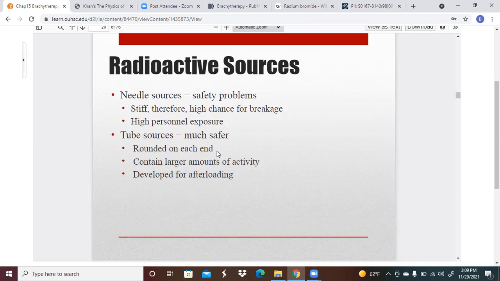With needle sources, you still have safety problems. They're stiff, therefore you have a chance for breakage. And you have high personnel exposure. Tube sources are rounded at each end and contain a larger amount of activity, and they were developed for afterloading.